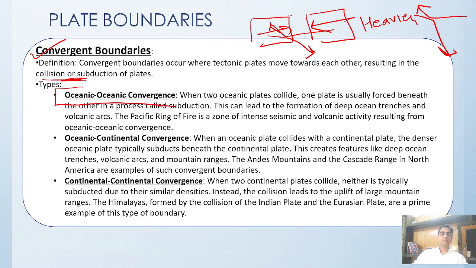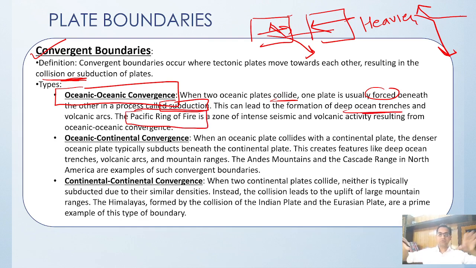Sometimes oceanic plates converge. When two plates collide, a force is created which is called subduction, and because of that, deeper oceans get created. There will be a ring of fire, because where the plates collide they generate volcanic eruptions. There will be huge seismic activity, earthquake activity and volcanic eruptions because of the oceanic convergence.